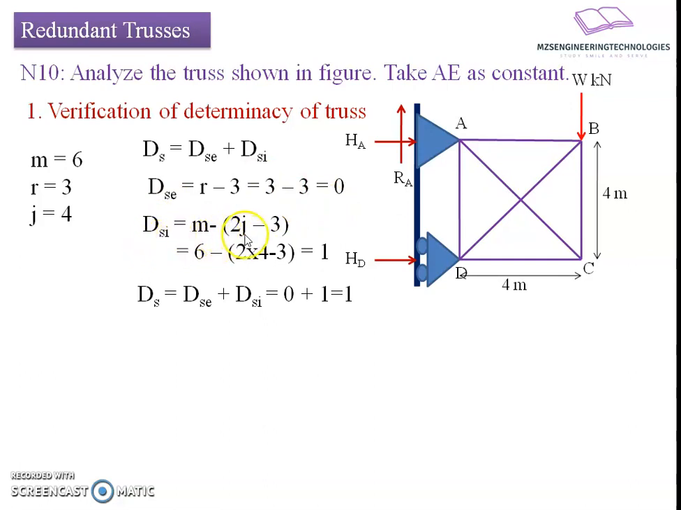We have a relation m minus 2j minus 3. 6 minus in bracket 2 into 4 minus 3 results in a value of 1, meaning one member force is in excess. That says the degree of static indeterminacy of this truss equals DSE plus DSI, which comes to be 0 plus 1 equals 1.